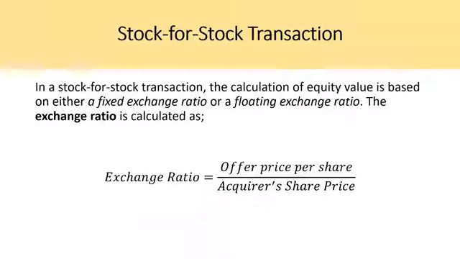Now, in a stock-for-stock transaction, the calculation of equity is based on either a fixed exchange ratio or a floating exchange ratio. The exchange ratio is calculated as the offer price per share divided by the acquirer's share price.